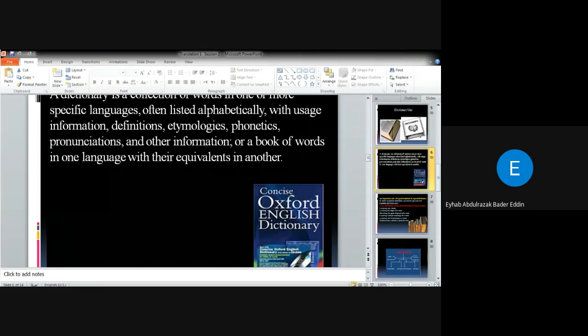But in the second definition, a book of words in one language with their equivalents in another, this is called the bilingual dictionaries. Okay? It is an important tool of a good translator to have a dictionary. And as I mentioned, to practice translation, you need to get your own paper dictionary.